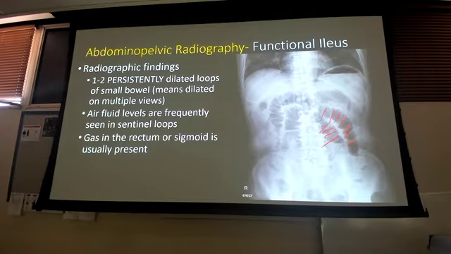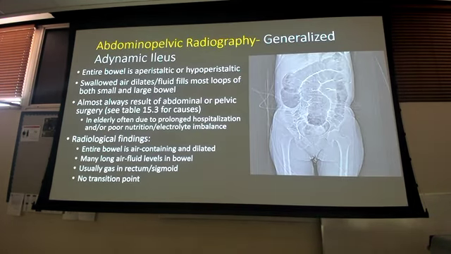Okay? That's your functional ileus, localized ileus, right? Just a couple of loops. Your adynamic is both. So I got small bowel and large bowel involved here.